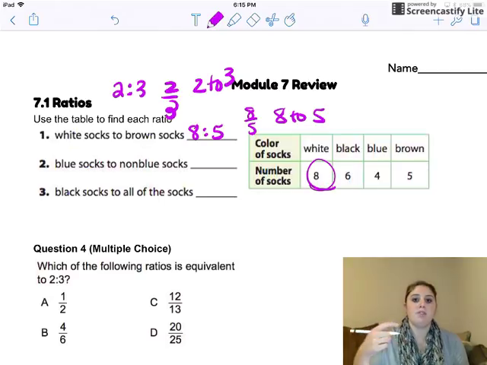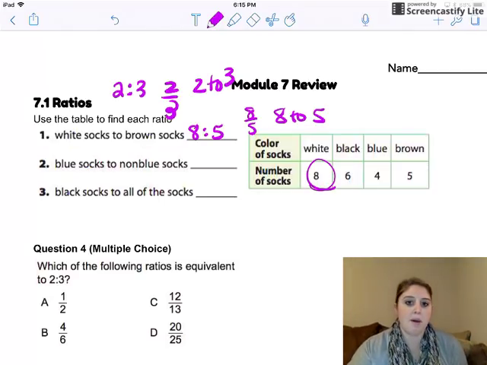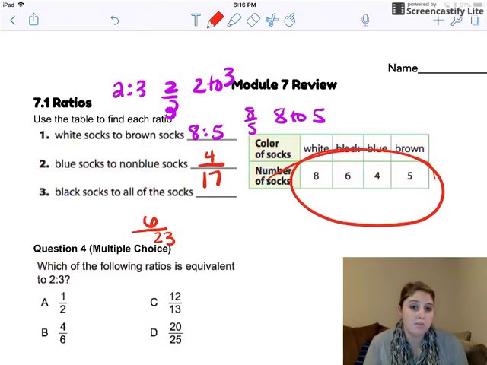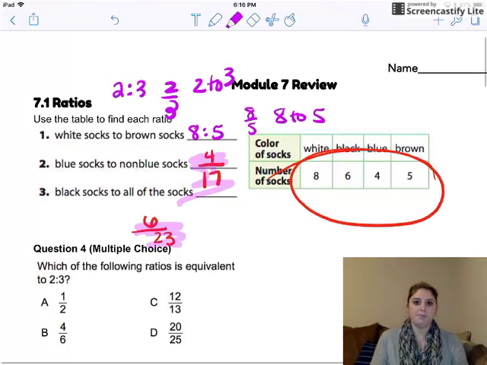Pause the video. Try the next two problems. And then unpause to see the answers. All right, so for blue to non-blue, there are 4 blue, 17 that are not blue. I just counted those up. And then I have 6 black socks to all of the socks. If I counted those up and include those black socks in there, there would be 23. So those were your two answers for this next problem.